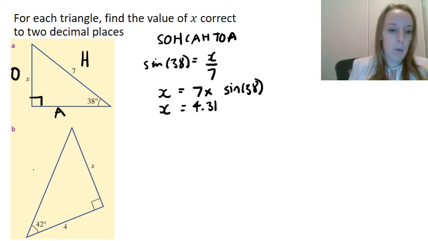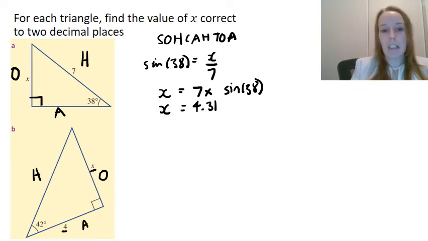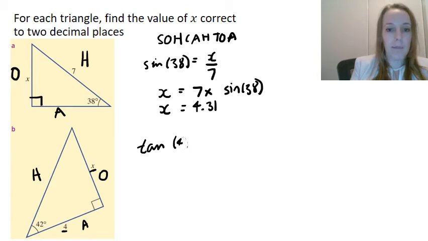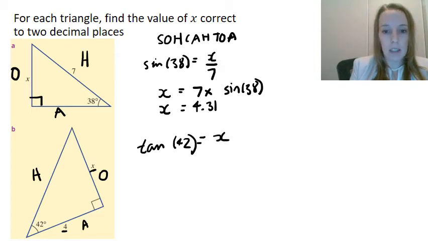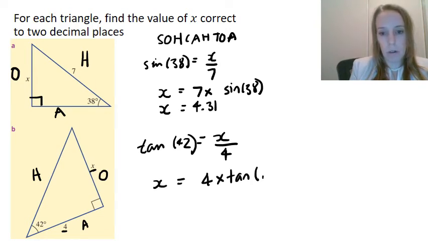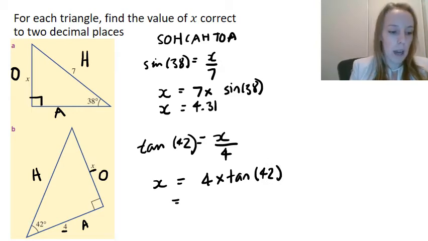For our second example, we've got our hypotenuse here, we've got our opposite side and our adjacent side. We're dealing with our opposite and our adjacent, so obviously we're using tan. So tan of our angle, which was 42, so tan 42 is equal to x over 4. So x equals 4 times tan 42. In your calculator, you can type that in, 4 times tan 42, close brackets, enter.